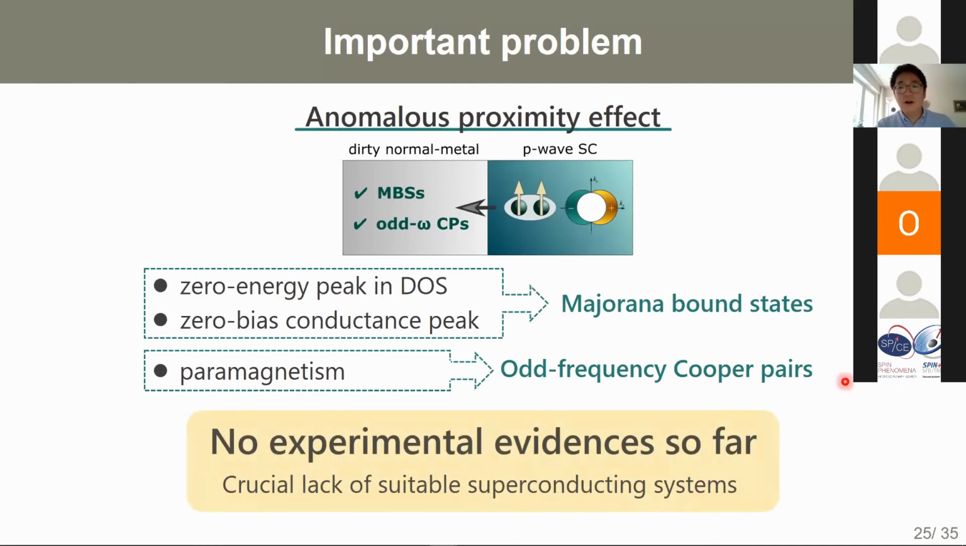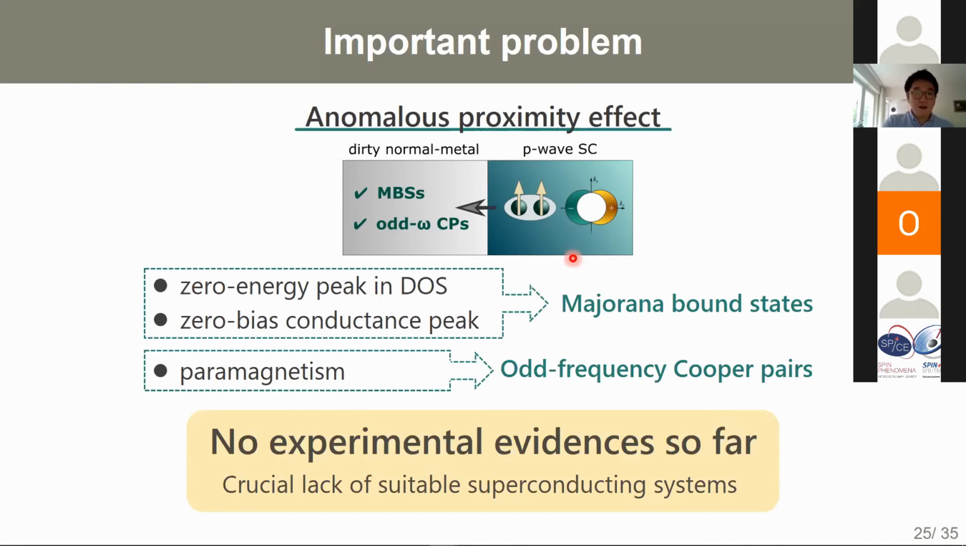But so far, no experiment has demonstrated conclusive evidence for this effect. This is because there is no suitable superconducting system for fabricating the dirty normal metal and topological superconductor junction hosting the Majorana bound states.